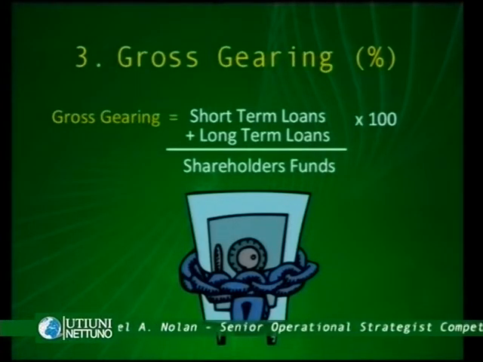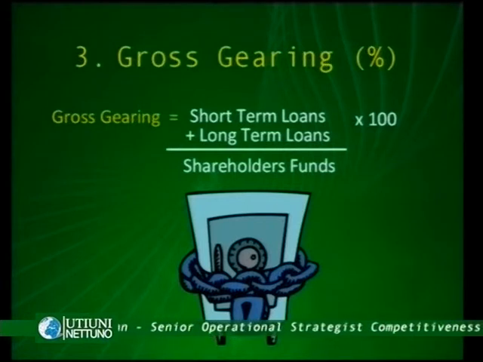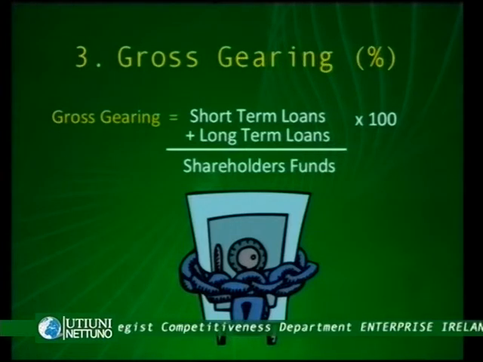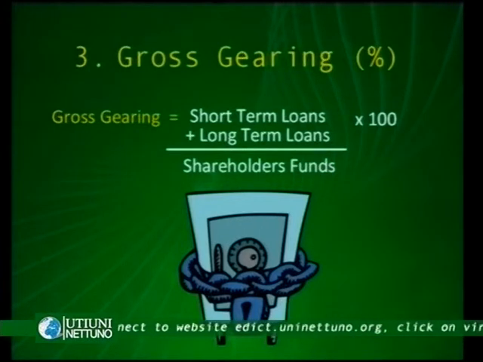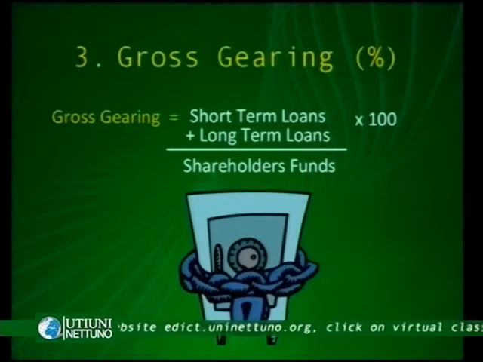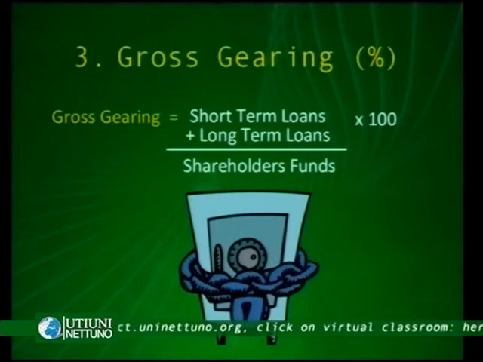Gross gearing, it's the next one. So what does that tell you? Gross gearing looks at the amount of borrowings you have, both short-term loans and long-term loans, and then you divide that by shareholders' funds. In other words, the amount you have invested in your business plus the profits you have retained in it. And that figure is divided by 100 and gives you a percentage.